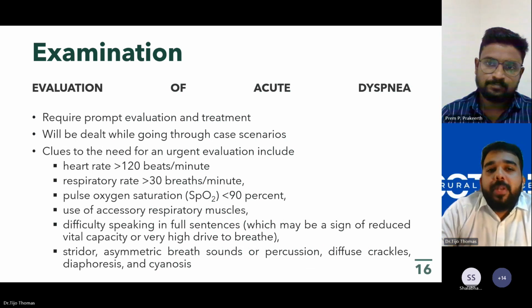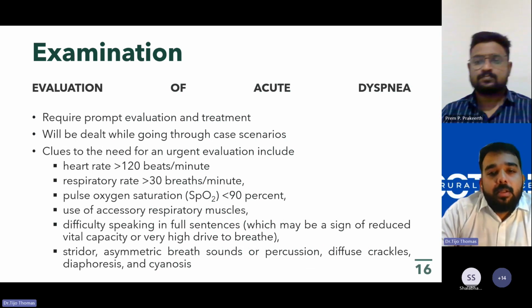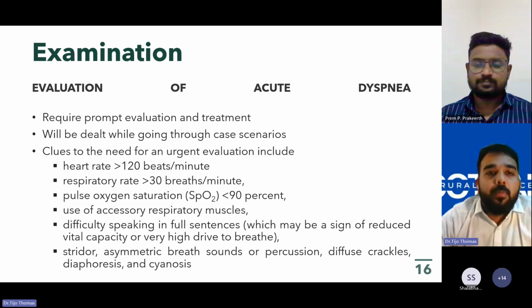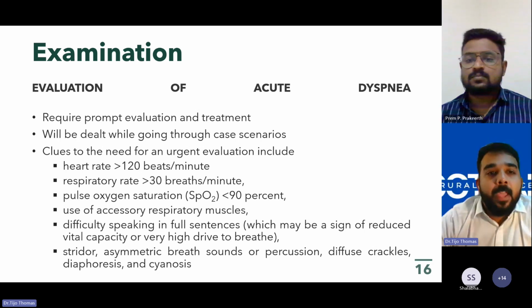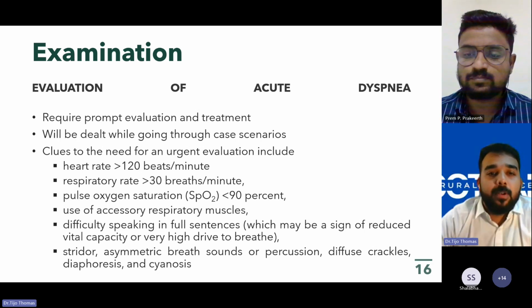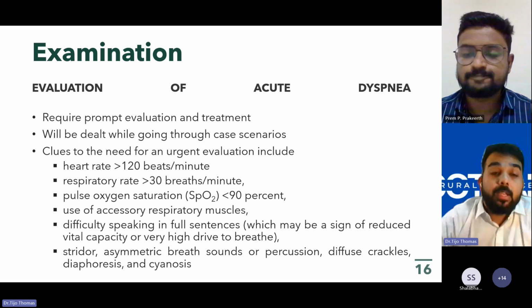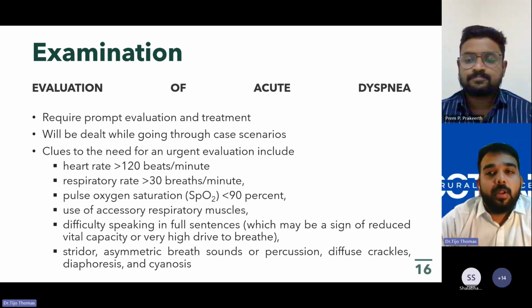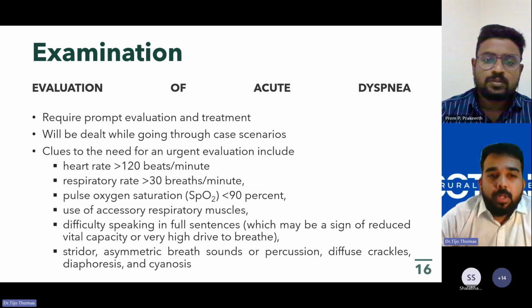So examination I'll be dealing with in detail in the case scenarios. Now, just to quickly summarize, in cases of acute dyspnea we'll be looking at the heart rate, respiratory rate, and pulse oximeter reading. Are they using accessory respiratory muscles? Is the patient having difficulty speaking full sentences? Is there an asymmetric response, or does percussion reveal dull notes or hyperresonance, cyanosis, etc.?